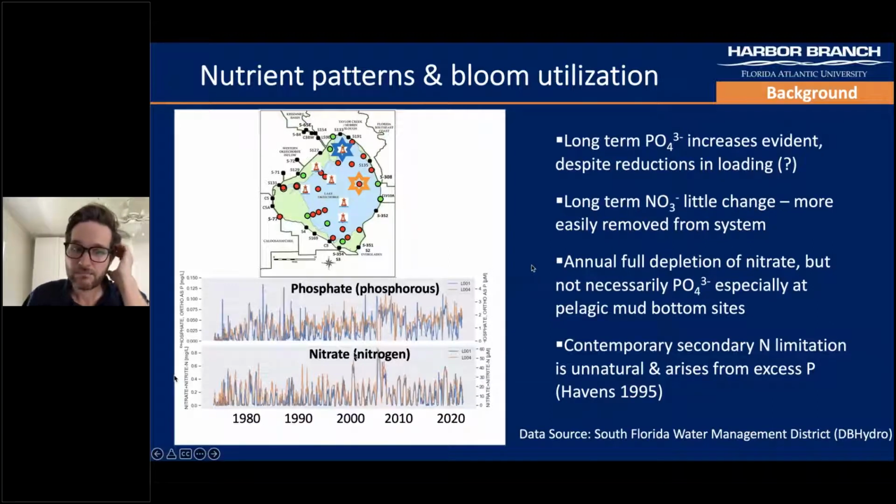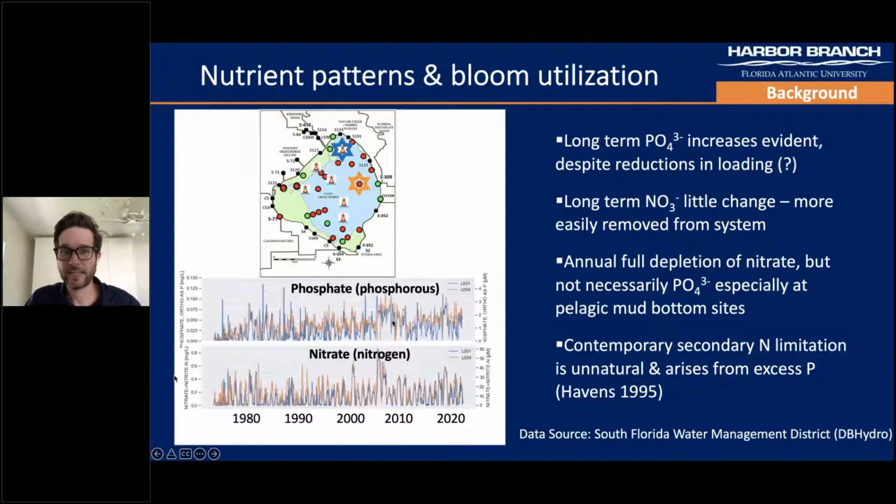So this is showing the last 50 years or so. This is long-term data from the South Florida Water Management District. You see phosphate, so your conventional phosphorus nutrient, you have these annual depletion and accumulation cycles. It's being depleted over the summertime when the blooms come. But then something happened in 2004, 2005.